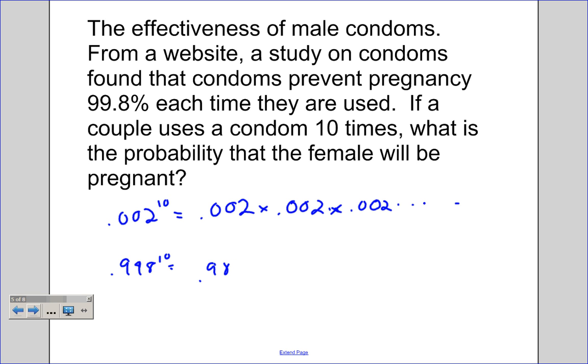So now what is going to be the probability that she gets pregnant at least once? Because you just need to get pregnant once to be pregnant. So what we do is we take 1 minus 0.98, which is 0.02. So if the couple has intercourse 10 times, then there will be a 2% chance that they will get pregnant.